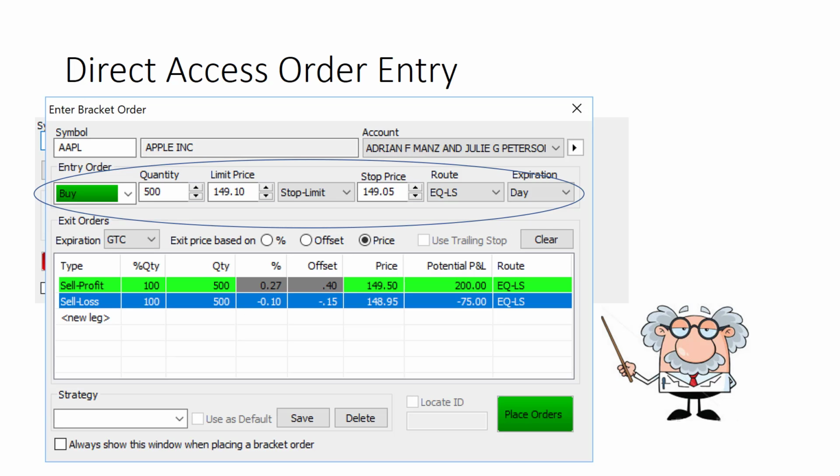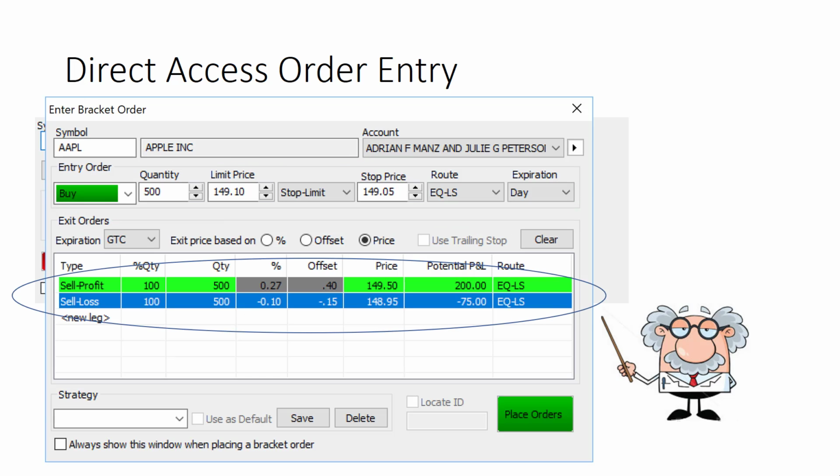149.05 is going to be our activation price. 149.10, the worst price we're willing to accept. Then once we're in, if Apple hits 149.50, we want it to exit 100% of our position. And if Apple drops to 148.95, we also want to exit. So that's our stop loss. So our stop loss and our profit target and our entry can all be entered in the same place.